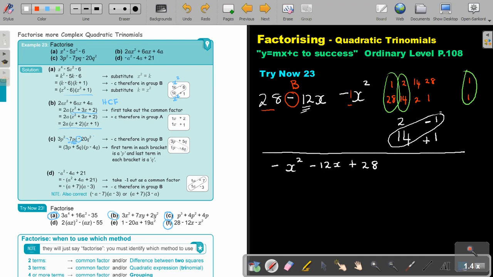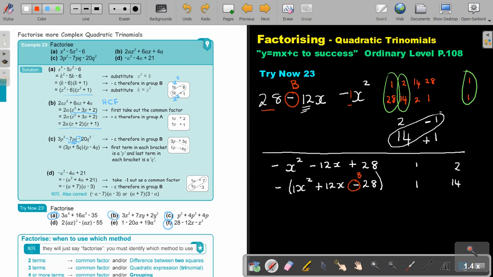If I rearrange it like this, then I'm going to take out negative as a common factor. Then I'm going to do exactly the same as I did here, but now this is 1. So it's 1 and 1 and 2 and 14. But this is still in group B. So I'm going to say 14 minus 2 is that 12.